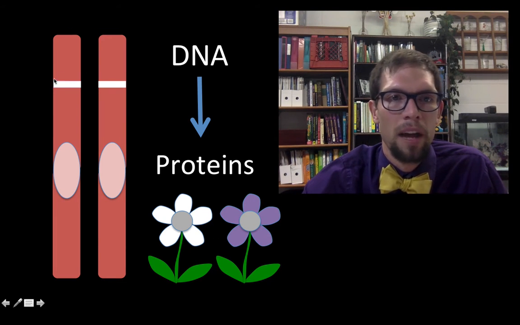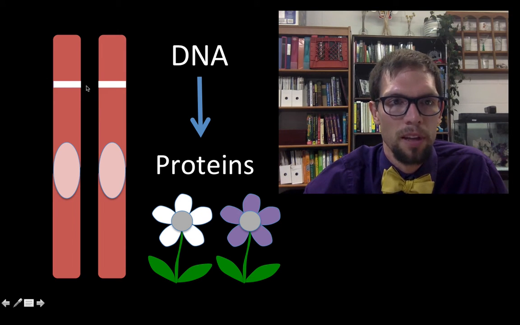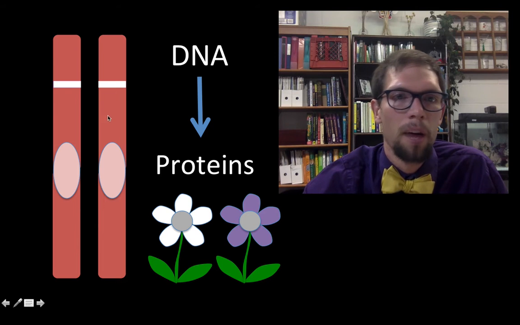An individual that has two of the same variation of the gene is a homozygous individual. A heterozygous individual has two different versions, so this one was white and this one was purple. Or these could both be purple, and that could be a possibility as well.